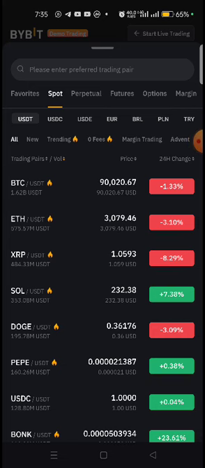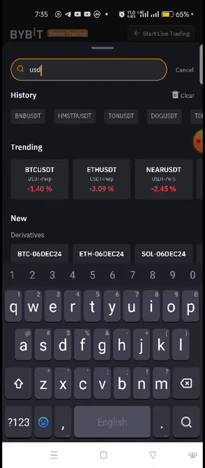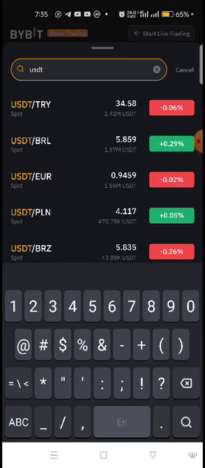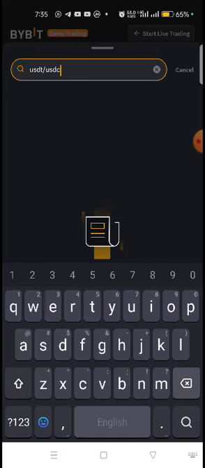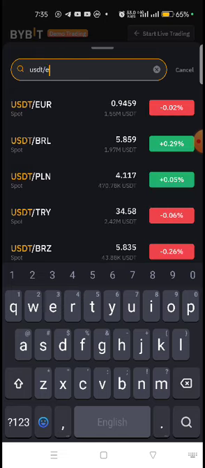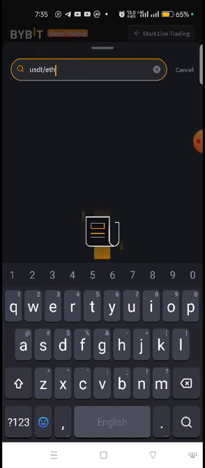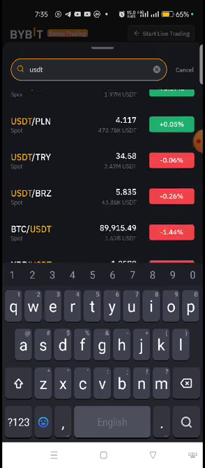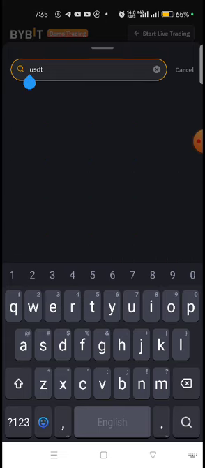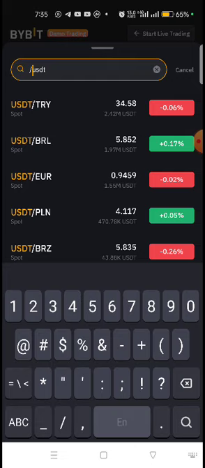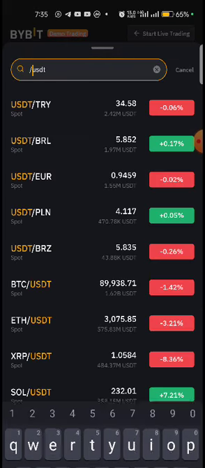USDT/USDC. Oh, that option is not available. Okay, let's say ETH. USDT/ETH. I'm not seeing the USDT ETH option either. Okay, it's supposed to be the other way around. /USDC.